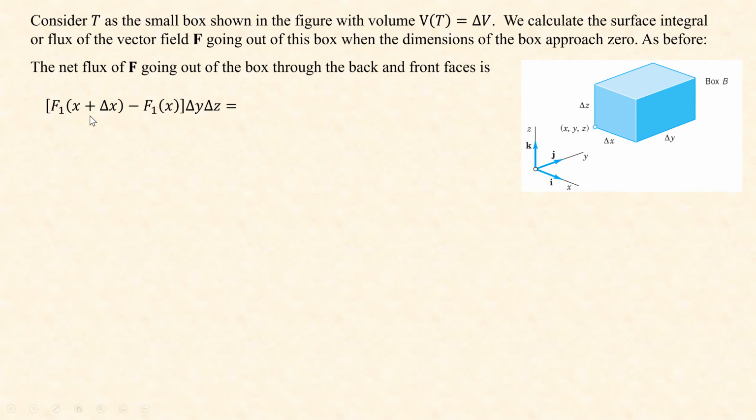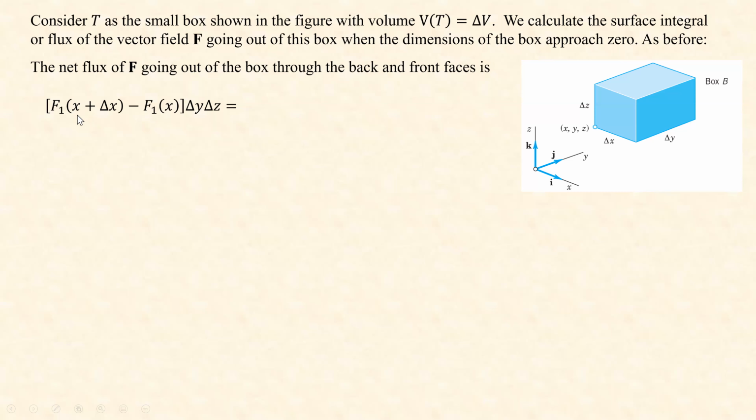The X component of F evaluated at X plus delta X, meaning at this point, and of course Y and Z, times the area, which is delta Y times delta Z. So this is delta Z, this is delta Y, the area, times the X component of F that is evaluated over this surface, of course at this point, but because this delta Y and delta Z are small, there's not much variation of the first component or X component of F over the surface.